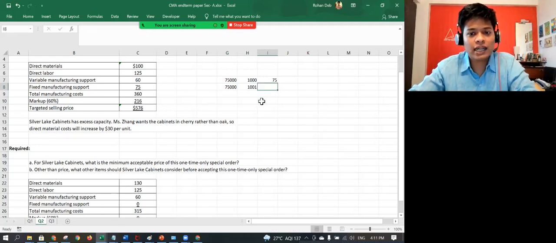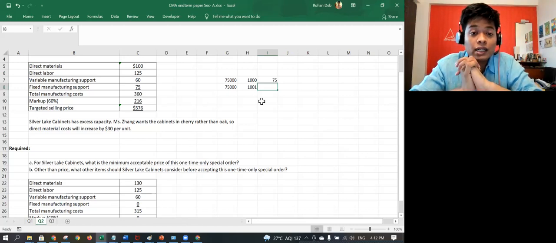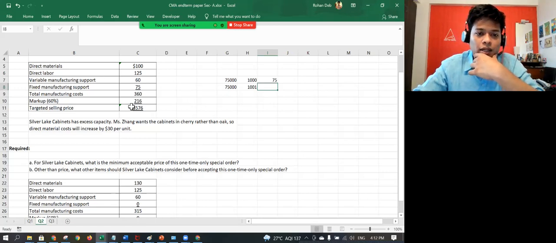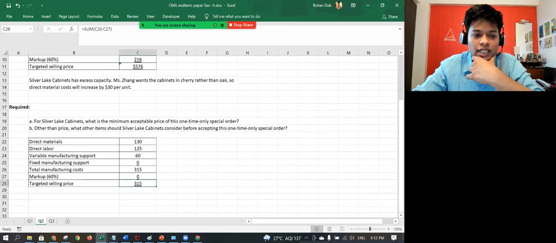Ideally what should happen is that I would have done this divided by this, and then changed that entire cost sheet. But because I have excess capacity, I'm not doing this. So that's it. And markup I'm not charging. Markup is basically the profit element that I add to my cost to get the selling price. So in this case, I'm not charging the markup, and I'm just giving it to him at cost. So this 315 is my minimum selling price.